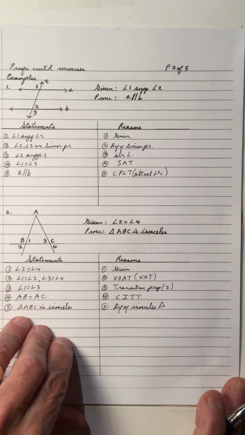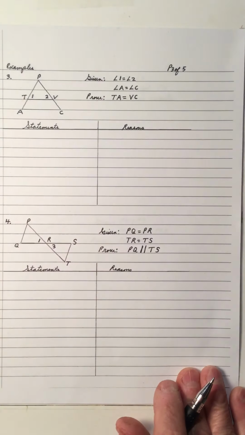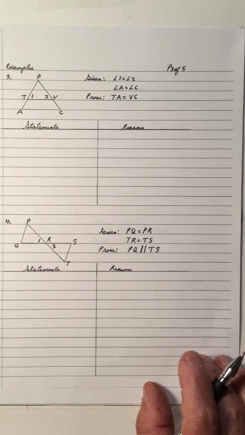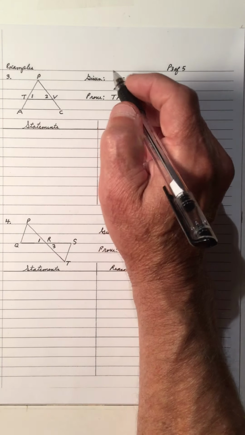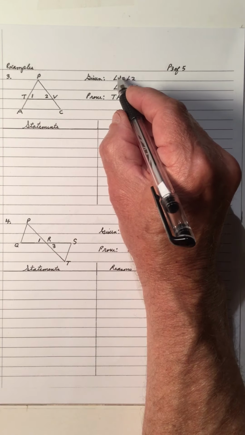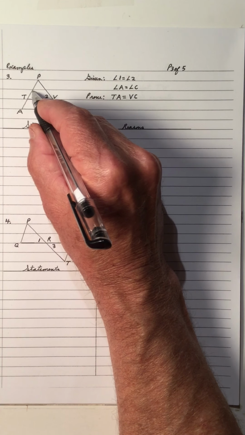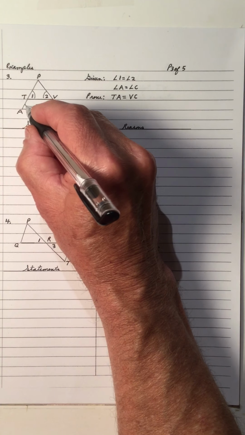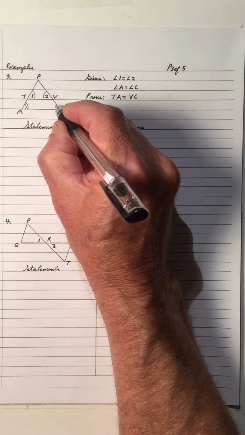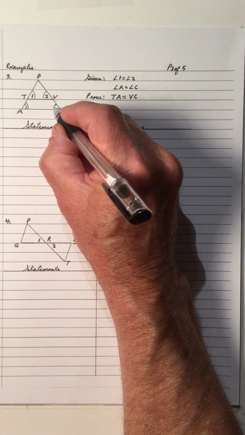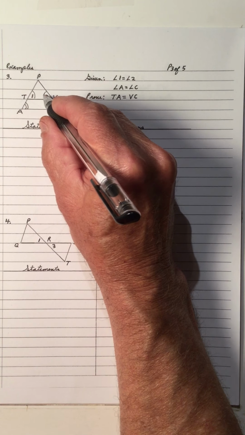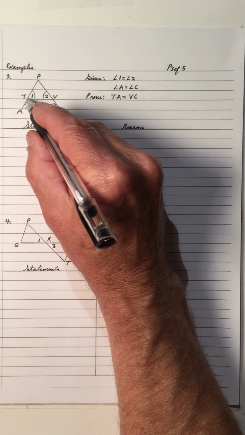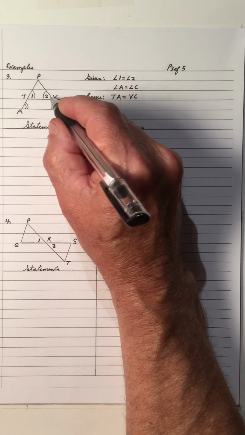Okay, let's try some more. Again, you can pause the video and work these out before I do, your choice, or you can follow what I'm going to do. We have a diagram. We're given that angle 1 is equal to angle 2. This angle is equal to this one. We're given that angle A is equal to angle C, which is these two. Notice the first ones are marked with one stroke, the second ones with two strokes. We want to prove that TA equals VC.